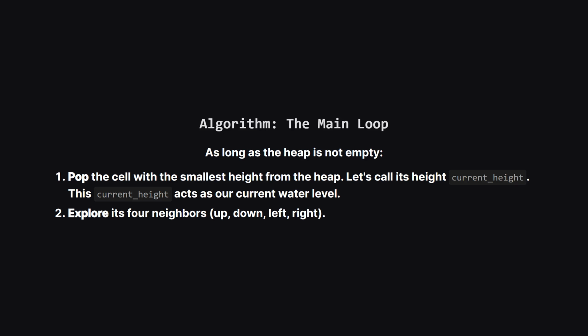Now for the main part of the algorithm. We'll run a loop as long as there are still cells in our heap. In each step, we pop the cell with the absolute minimum height from the heap. This cell represents the lowest point on our current boundary. The height of this cell, let's call it current height, is super important. It effectively sets the water level for this step of our exploration. Once we have this lowest point, we'll look at its 4 direct neighbors.